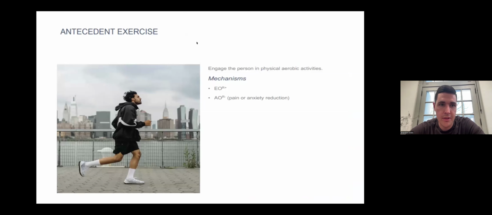Is another one. I love this example. I know a lot of people at work use this too. Antecedent exercise. It engages a person in physical or aerobic activities. It could abolish the need to escape anything. It could also serve as pain or anxiety reduction, and establishes positive reinforcement as an effective consequence.